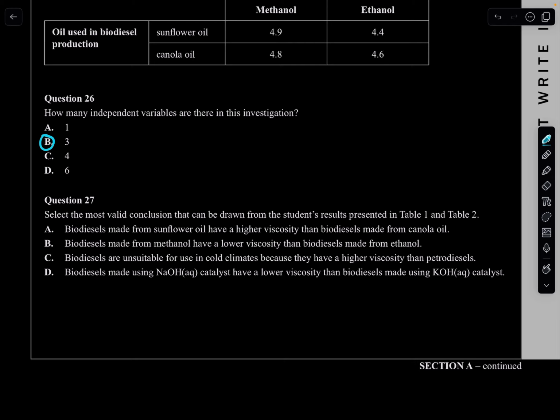Biodiesels made from sunflower oil have a higher viscosity than biodiesels made from canola oil. Remember, if you have a high viscosity, it means that you have a slow rate of flow. Whereas if you have low viscosity, you should have a high rate of flow. So what are we looking at? Higher viscosity means the rate numbers have to be small compared to canola oil.